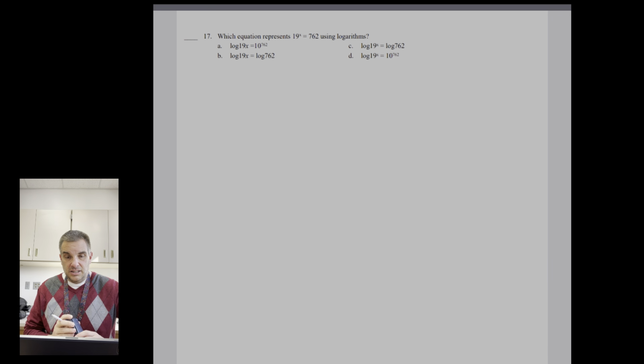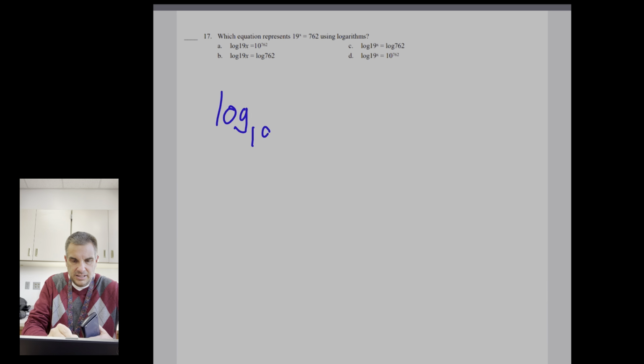Number 17. Which equation represents this? So it's an exponential form. So I could write log base 19 of 176 is equal to x.